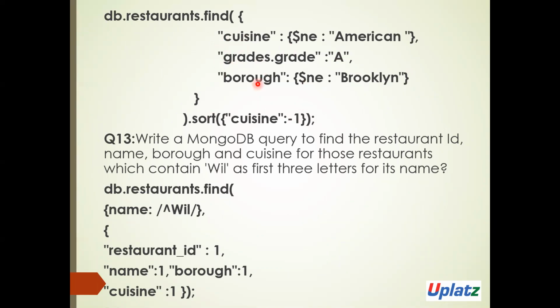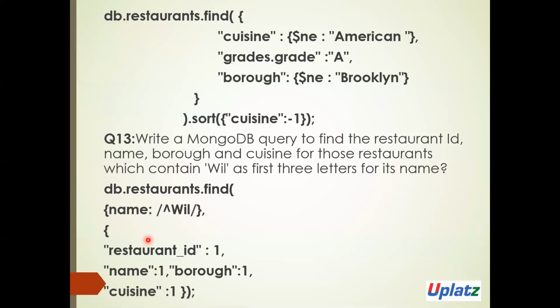For that I have used a sort operator. The next question is: write a MongoDB query to find the restaurant ID, name and cuisine for those restaurants which contain WIL as the first three letters of the name. So I need the restaurant ID, name and borough for the names that start with those three letters. What can I do? I can use a regular expression here.